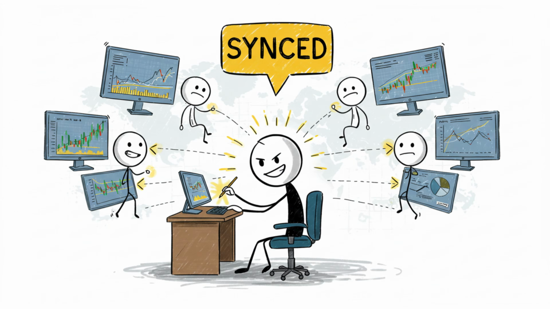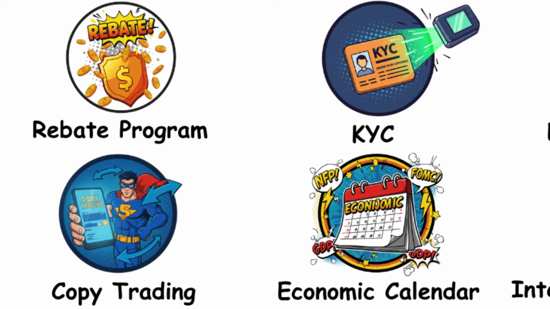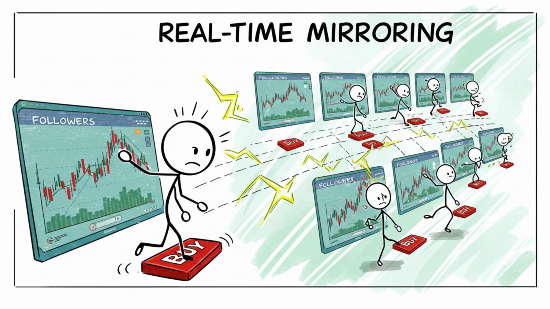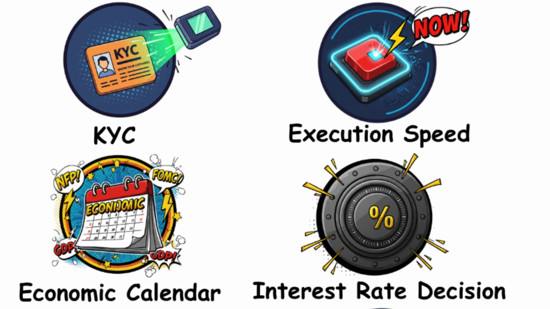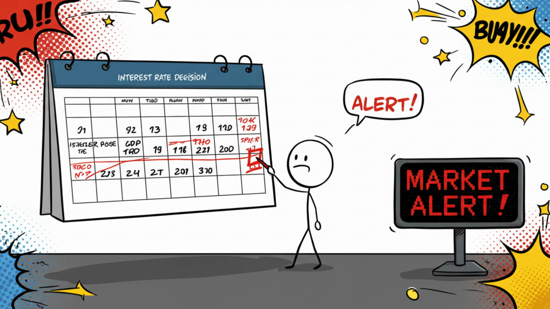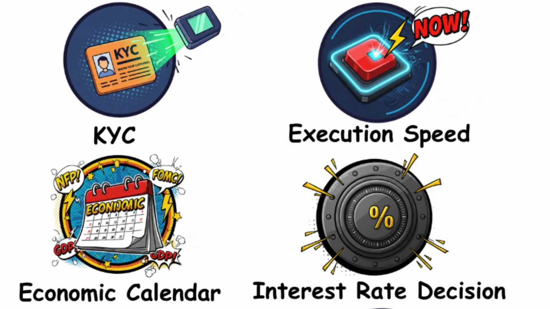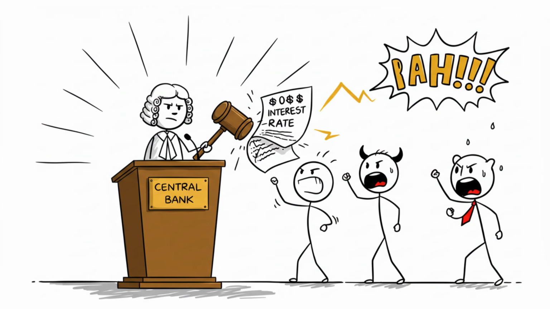Social trading, copying trades from experienced traders. Platforms like eToro made this mainstream. Copy trading, a feature that lets you mirror another trader's actions in real time. Economic calendar, a schedule of upcoming economic events and data releases, crucial for news trading. Interest rate decision, central bank announcements that set benchmark interest rates.